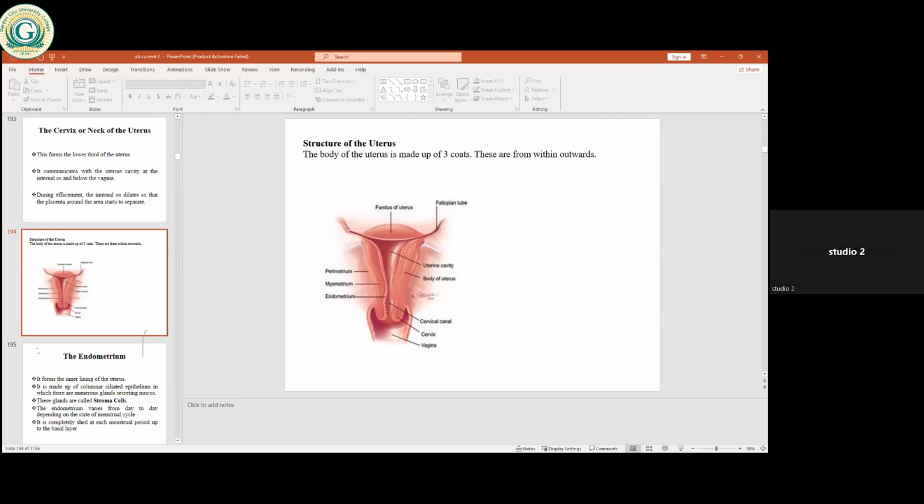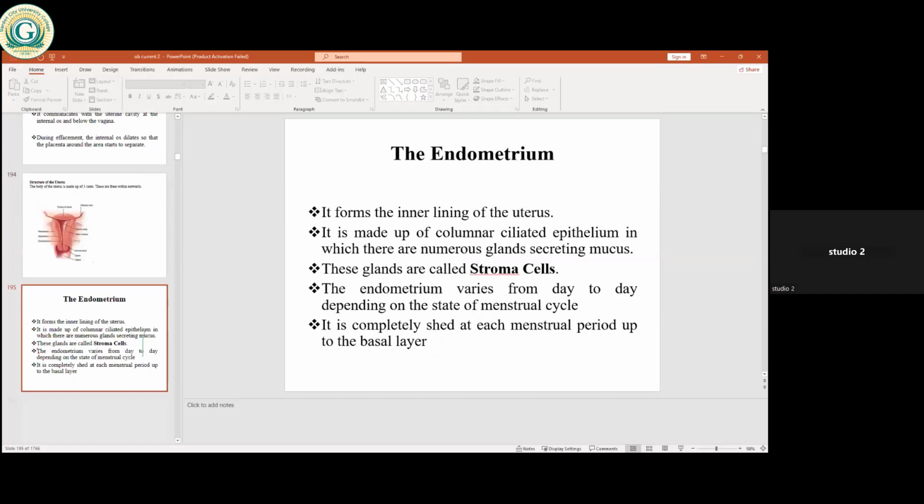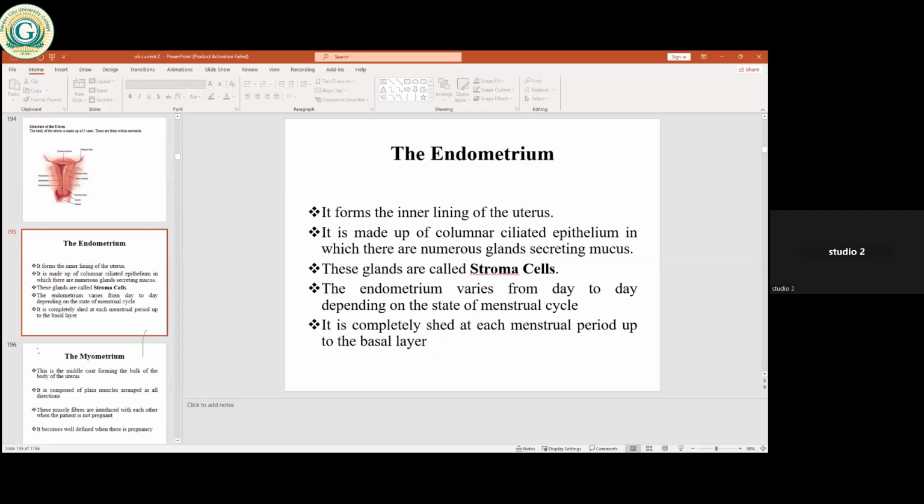Endo forms the inner lining of the uterus, made up of columnar ciliated epithelium, in which there are numerous glands secreting mucus. Please take note. Every structure which has glands secretes mucus. These glands are called stroma cells.